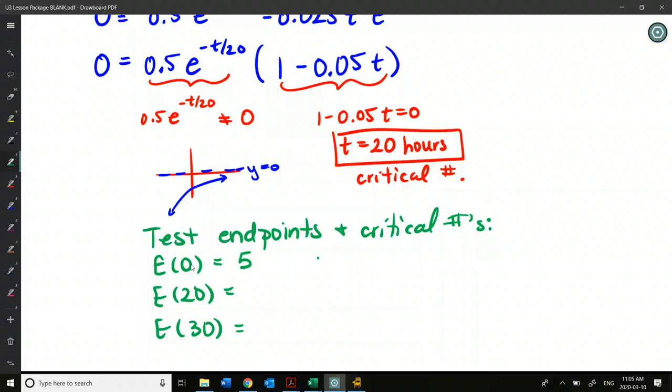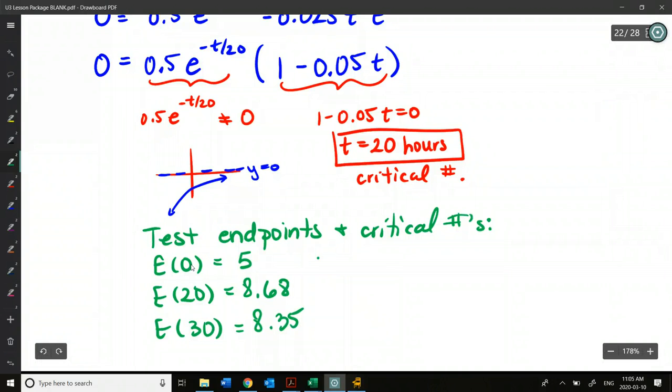Anyone have E at 20? 8.35. Anyone else find E at 20? Come on, guys. Use your calculators. I would be doing it, but I left my calculator off. Oh, sorry, E at 20 is 8.68. And that was E at 30? Yeah, 8.35. Okay, so how many hours is going to produce maximum effectiveness? 20 hours. Okay, perfect.